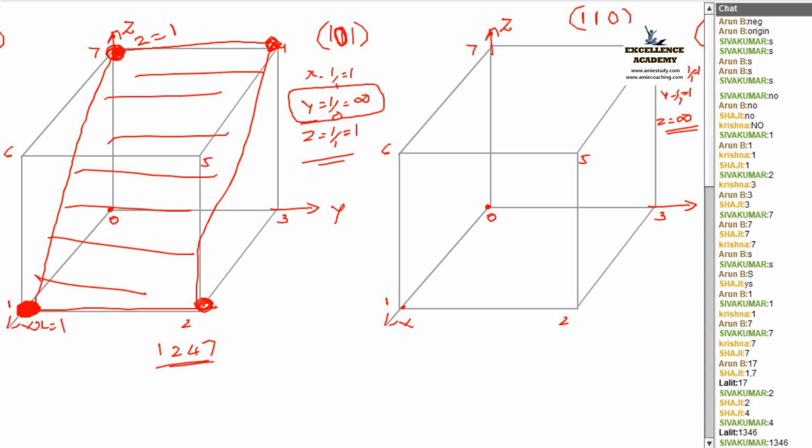Yeah, let's check. That is here. I got x is equal to 1. Where is that point? This is the point. And next is y is equal to 1. That is this one. So unfortunately, z becomes infinity.